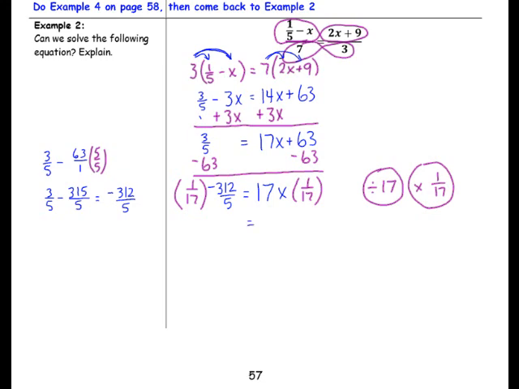The left side of my equation simplifies to negative 312 over 85, because 17 times 5 is 85. The right side of my equation, a number times its reciprocal is 1, and 1 times x is x. The solution to the equation is negative 312/85.